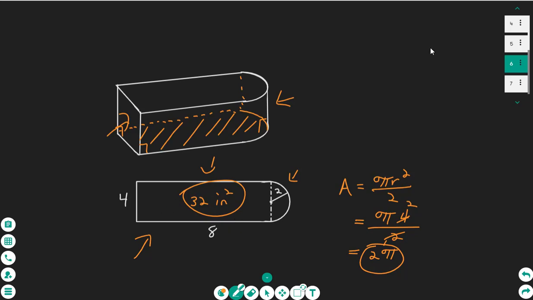And that combination, that sum, 32 plus 2 pi, is going to be the area of this base. Okay, in this case, because we're adding and we have pi in here, let's actually multiply that out. So let's take 3.14 and multiply it by 2 to get 6.28, and then add that to 32. 32 and 6.28 is 38.28. So we'll just write that in here.